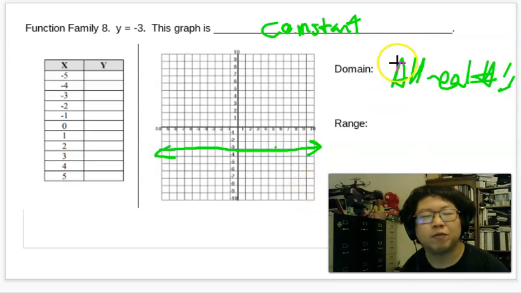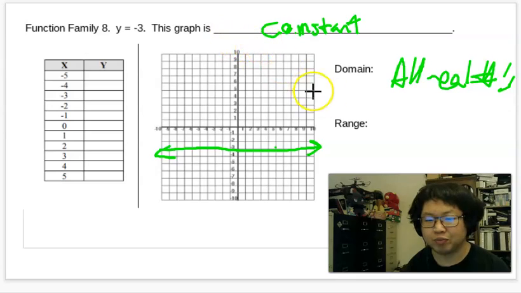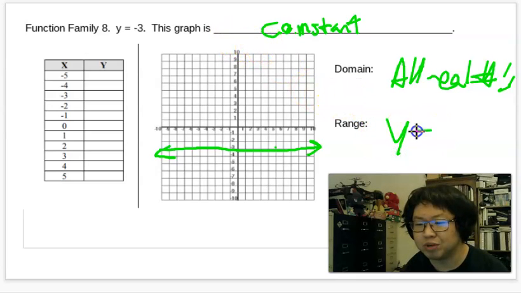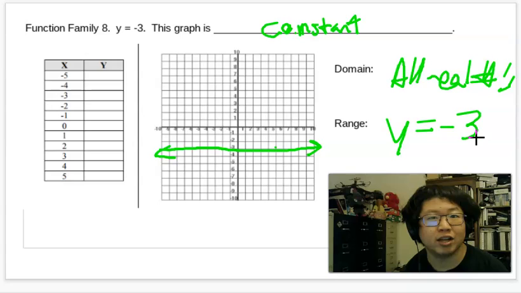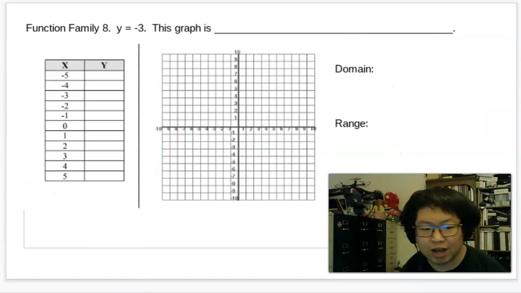Okay, but for the range, we're limited by this y equals -3. So in this case, the range would just be y is -3. You can't be anything other than -3 in this function, right? So that's how it's got to be. All right, so let's go ahead and continue here.